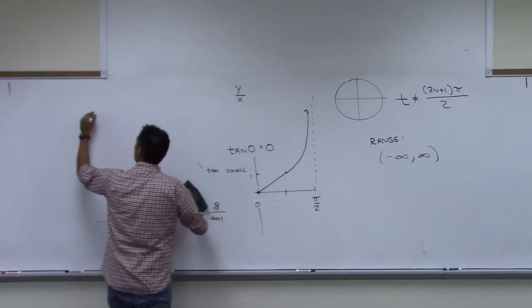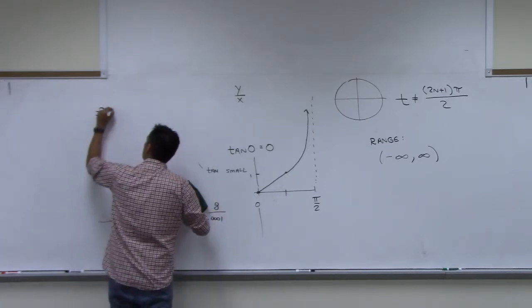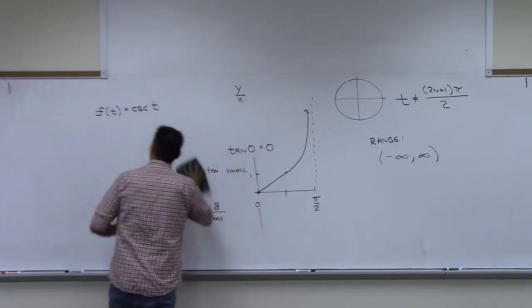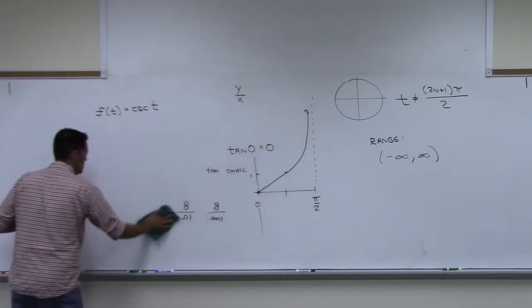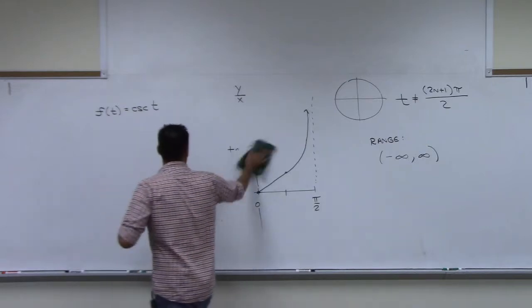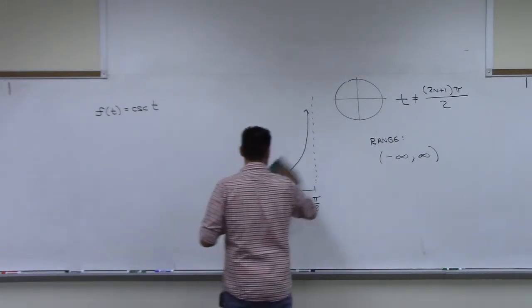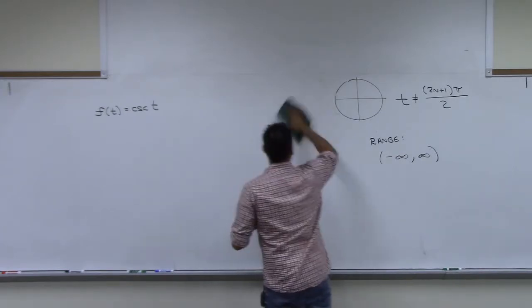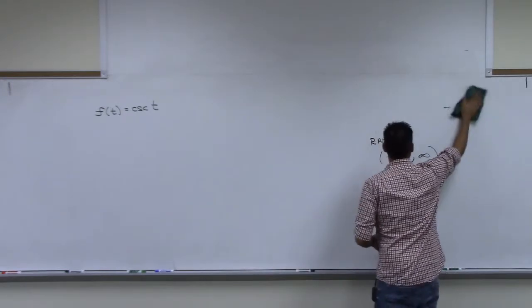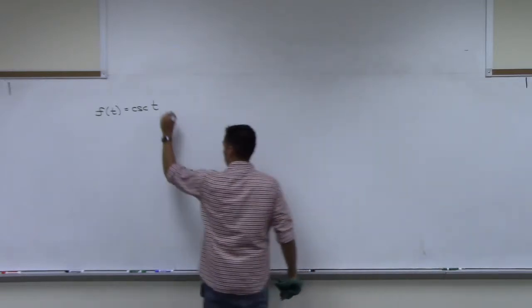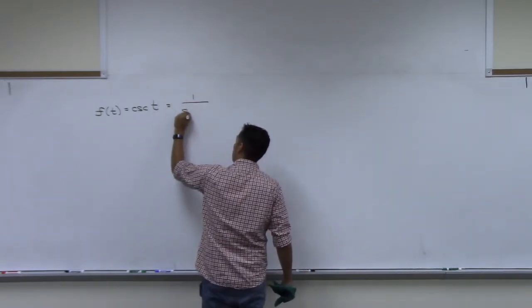How about cosecant theta, or cosecant t? That's the reciprocal of sine, isn't it? Yeah. All right. Let's see if we might be able to figure out what's going on here. Things are going to start to get a little more complicated. This is the same as 1 over sine of t, right?